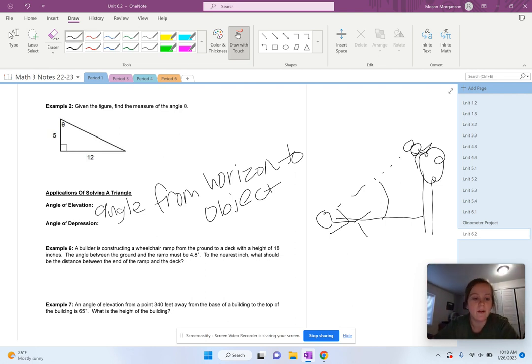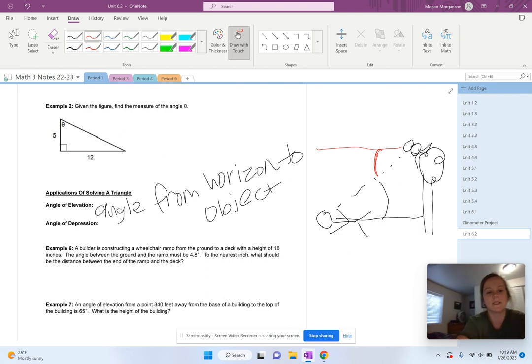The angle of depression would be more the bird's point of view. So if you're the bird up here, this is straightforward. The bird's now looking at the person. So they are looking straight and they go down to look at the person. That is called the angle of depression. So this angle right here, the angle from straight all the way down, is the angle of depression.